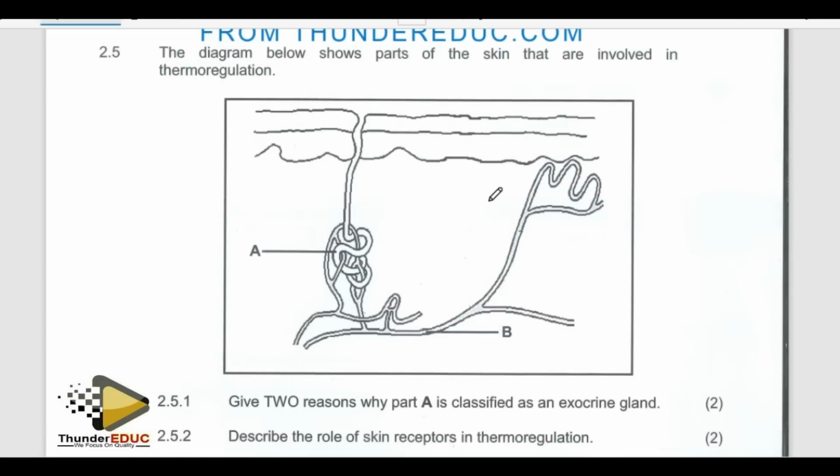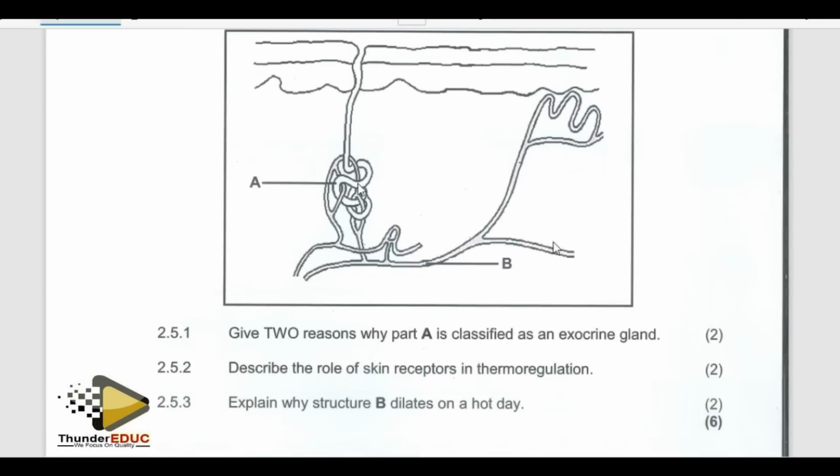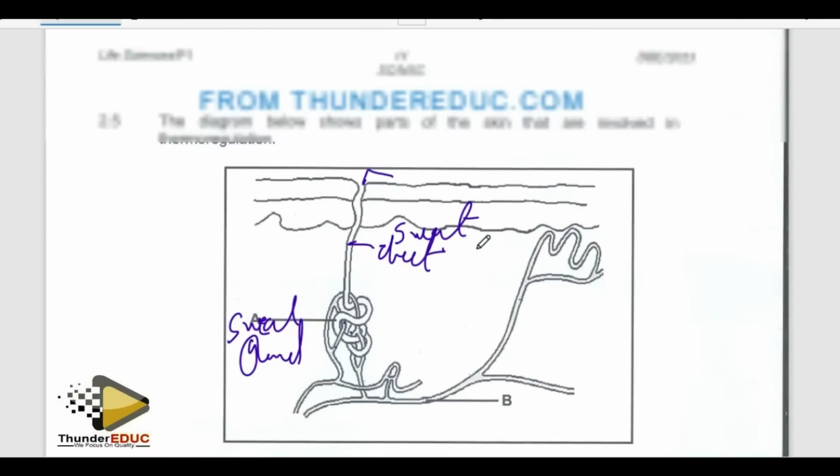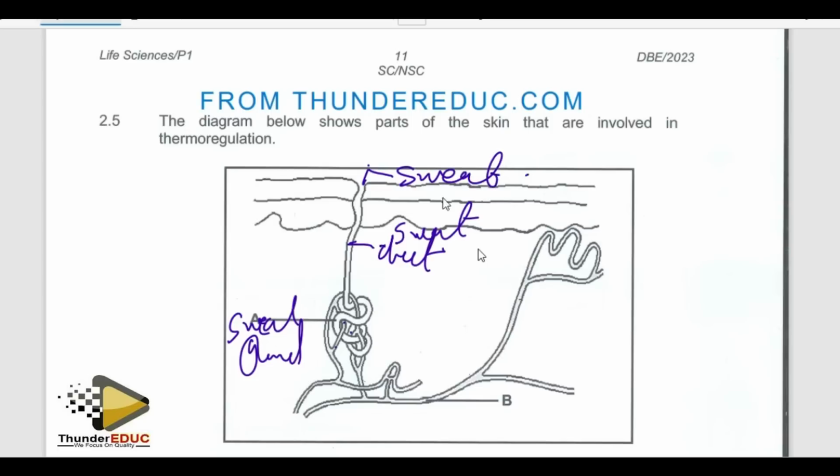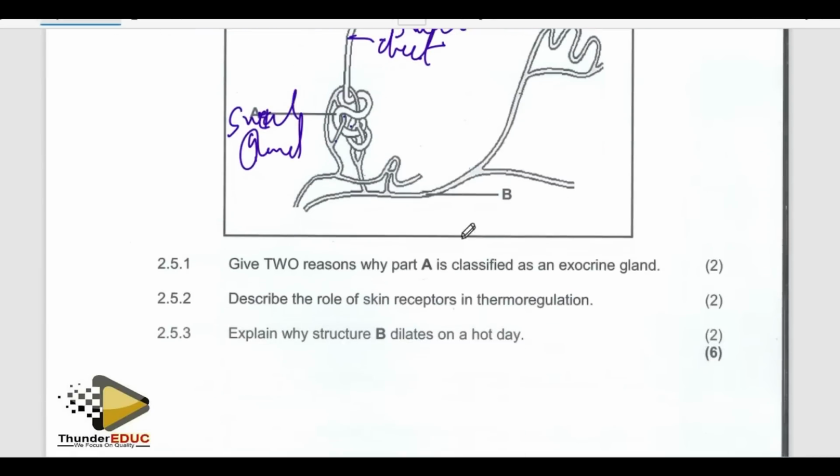The skin. I used to draw the skin, and then some people were saying that the skin is so simple. Actually, the skin is so simple. Yes, very simple. They're asking, okay, what is A? A is the sweat duct, sweat gland. Add the word sweat. Sweat pore, sweat duct, sweat gland. Then these are capillaries. Those are the things which you need to know about the structure of the skin.